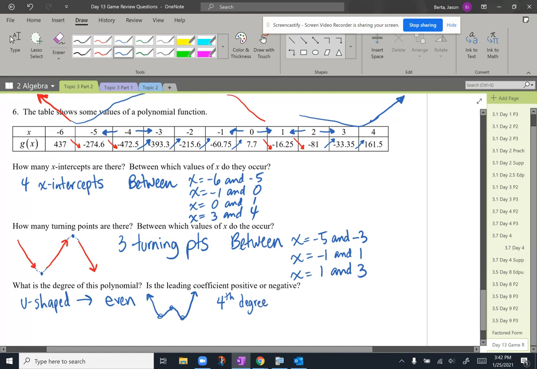Is the leading coefficient positive or negative? Here it's going to be positive, because positive leading coefficient corresponds to the end behavior that looks like this, right? That U shape opening upwards, and that's what we have here.